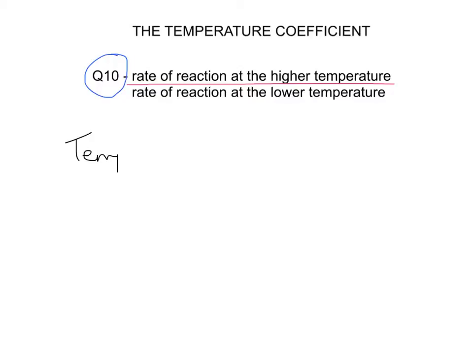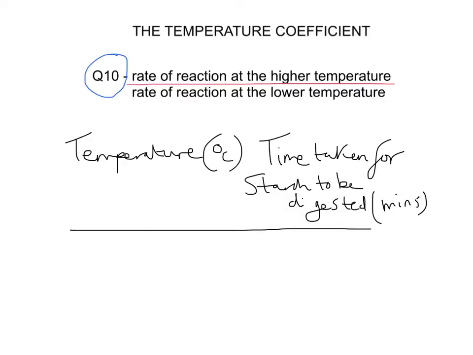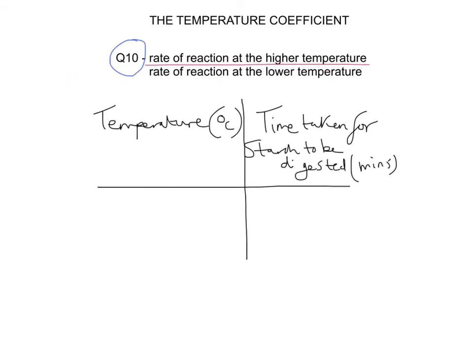So let's say we've got our temperature here, and we're going to measure that in degrees Celsius. Let's say we've got time taken for starch to be digested, and let's say that our time is in minutes. So just going to write rough column headings here, and let's put in some numbers. So we might need to shrink this a little bit. Let's put in some rough numbers and then work out this Q10 and what it actually shows.